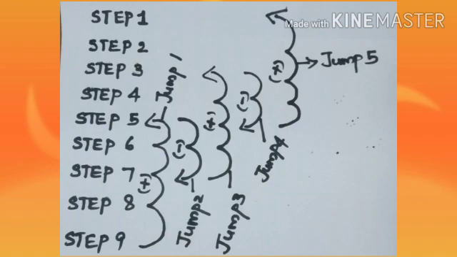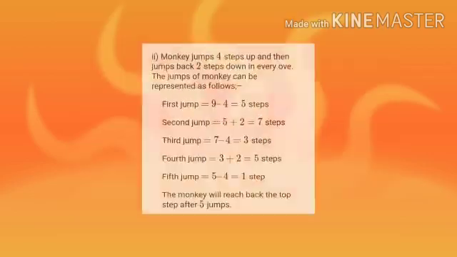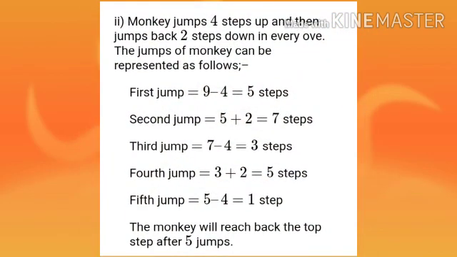So on jump 1, he is at step 5, and on jump 2, he is at step 7. And on jump 3, he reaches the 3rd step. Then he jumps back. On the 4th jump, he reaches the 5th step. Finally, on the 5th jump, he reaches the 1st step. Here is the solution for the second subdivision.